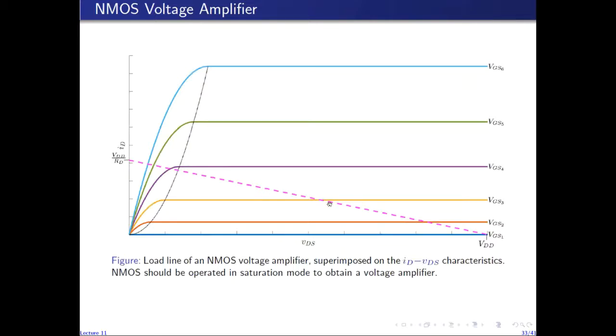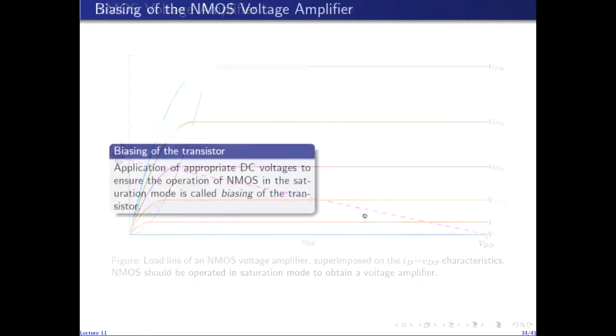Since the NMOS must be operated in the saturation mode to obtain any voltage gain, we must ensure the operation of the NMOS within this region of the characteristics, that is, towards the right of this parabolic curve, which means that we must ensure that the operating voltages and currents lie within this portion of the load line, which is towards the right of the parabolic curve.